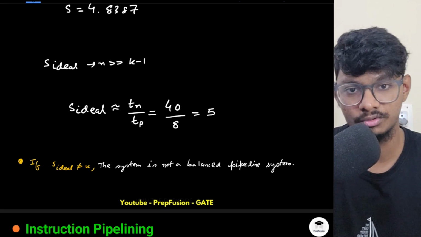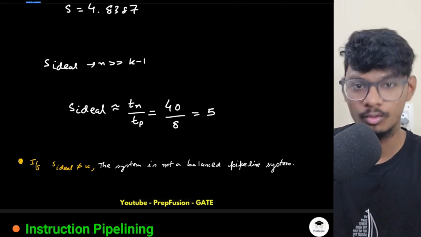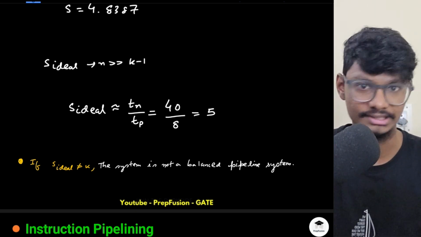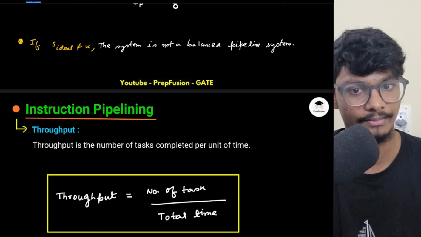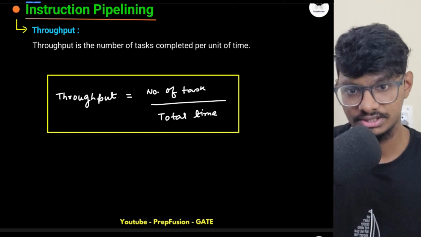So that is the important point I wanted you to take away from this. Many educators don't teach it. Even CS students don't know about this. They just mug up the formula, put it in the question, and the question gets solved, and that's it. They don't understand conceptually what is happening. There is another term that I have been talking about from the start of this lecture, which is throughput.